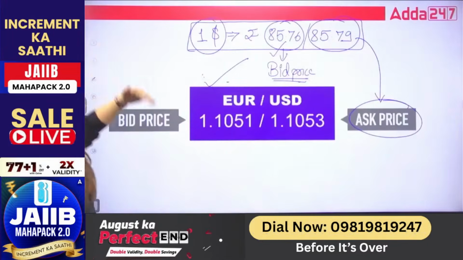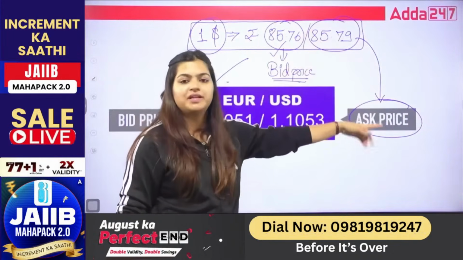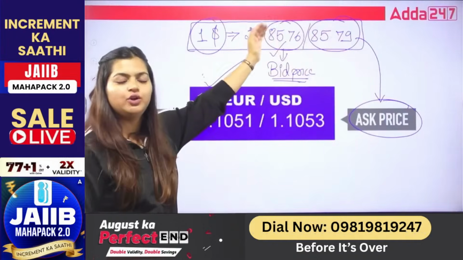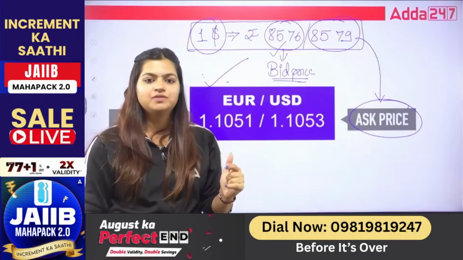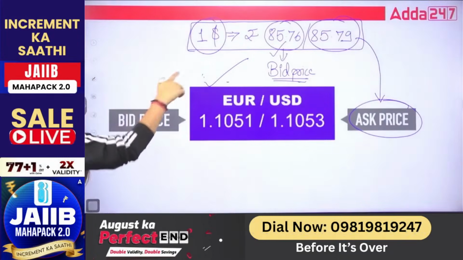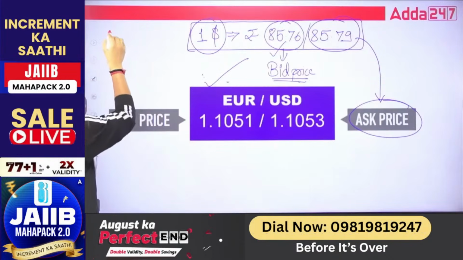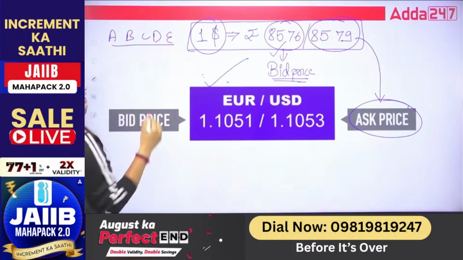Always remember your right side, after the slash, that is your ask price, and that side is always going to be the higher amount. On the other hand, if you see your left side, that is going to be the lower side, and that is your bid price. How can you always remember this? See, while reading alphabets, how do we read? A, B, C, D, E. Yes, this is how we read alphabets.